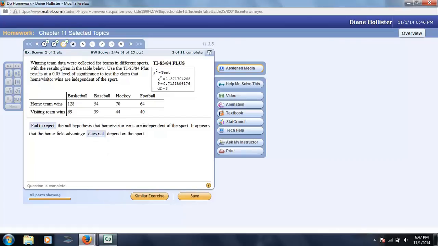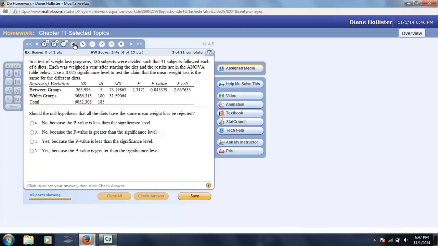Here's a one-way ANOVA. Now again, this is already calculated for us, so we are interpreting it. So we're looking at a test of weight loss programs, and we had 6 different diets. We had people divided out among those 6 diets and weighed a year after starting the diet, and we're testing at the 0.025 significance level if the mean weight loss is the same for all the diets.